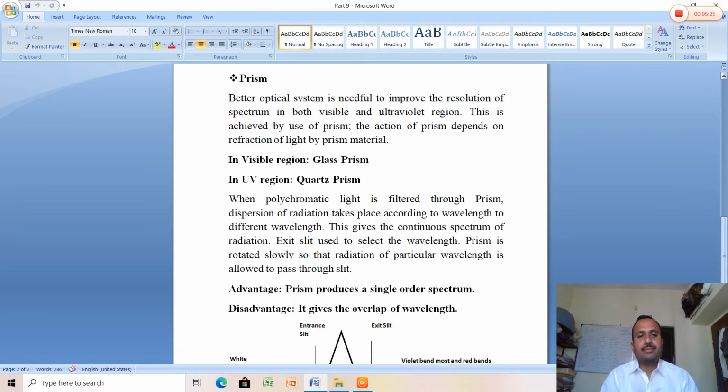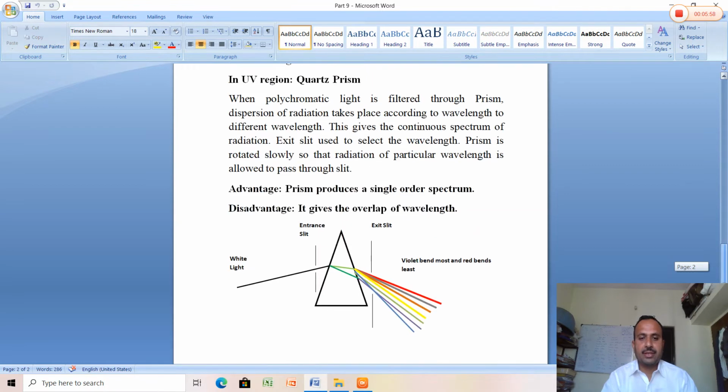A better optical system is needed to improve the resolution of the spectrum in both the visible and ultraviolet region. Better optical system is needed to measure the readings related to the colorimeter and the ultraviolet visible spectrophotometer. This is achieved by use of a prism. The diagram of the prism is given. This is all about the basic principle and working associated with the prism.